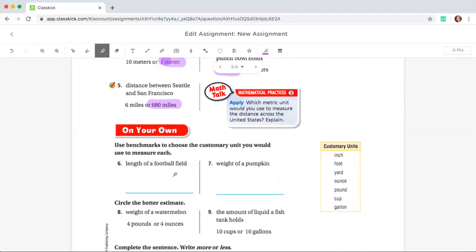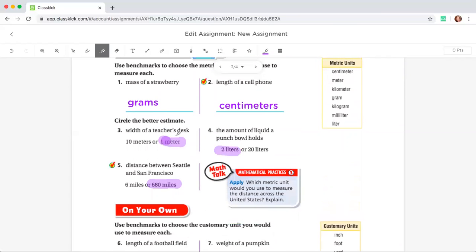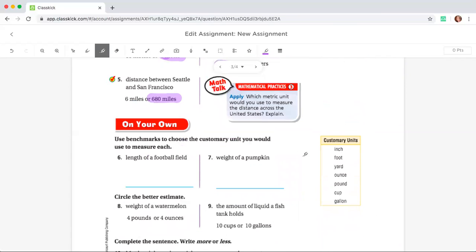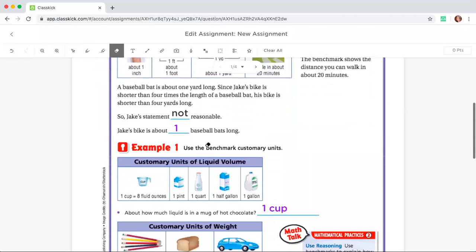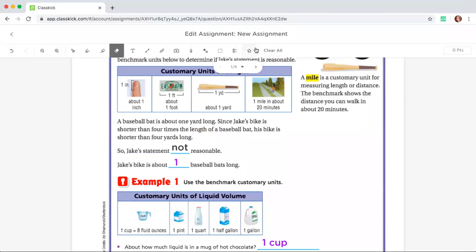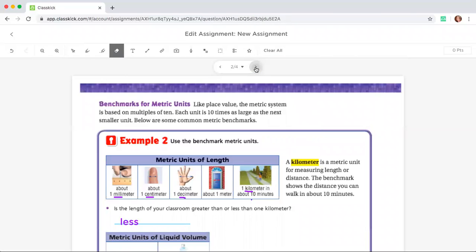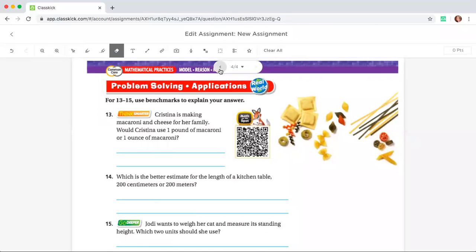Okay. Over here, I want you to work these problems on your own. You're going to do the same thing you did up here. You're going to look at these customary units, however, in order to figure out which ones you would use to do the length or the weight. If you need help, if you scroll back 2 pages to this customary units, it tells you the customary units and the benchmarks for those customary units. Okay, so go back to that page to help yourself figure it out, okay?